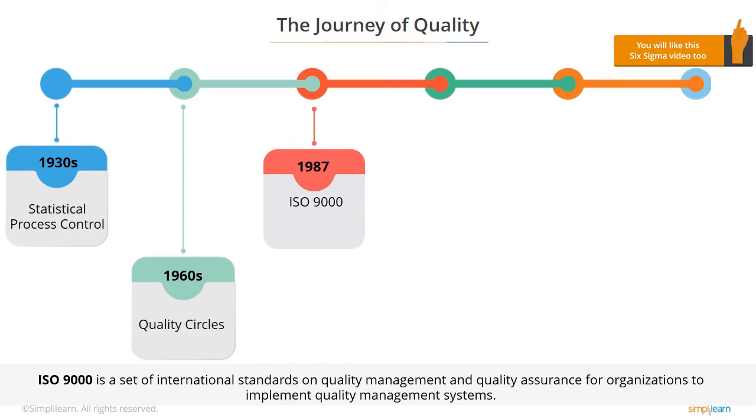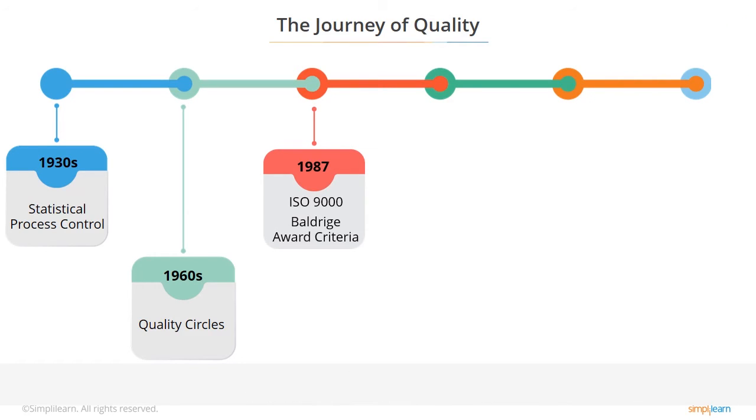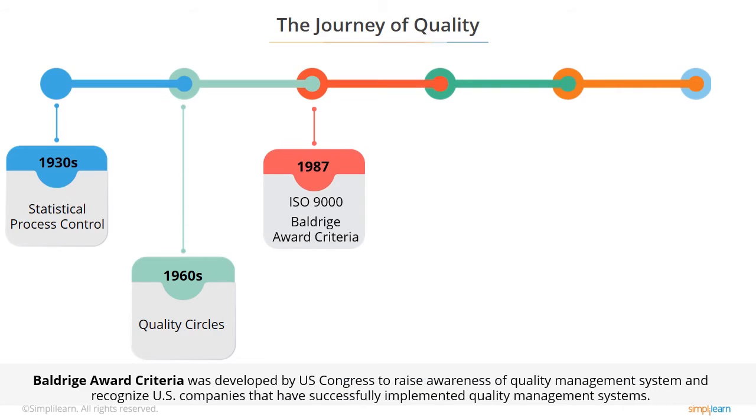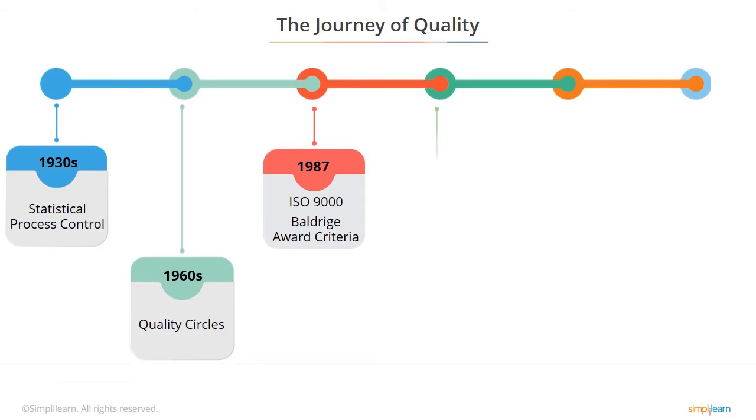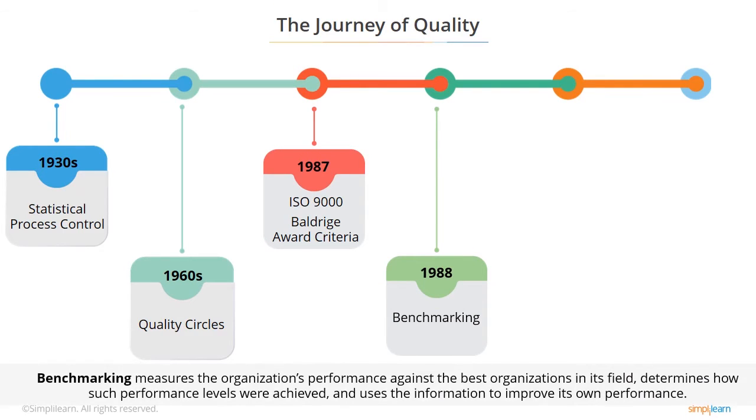In 1987, the Baldrige Award criteria was developed by U.S. Congress to raise awareness of quality management systems and recognize U.S. companies that have successfully implemented quality management systems. In 1988, the concept of benchmarking was introduced. Benchmarking is an improvement process where an organization measures its performance against the best organizations in its field, determines how such performance levels were achieved, and uses the information to improve its own performance.